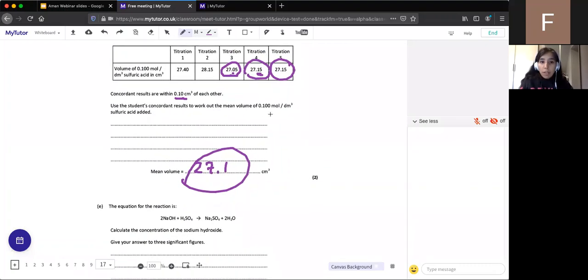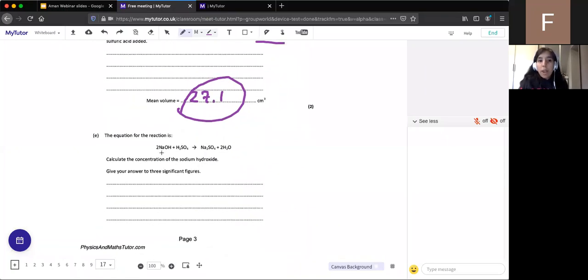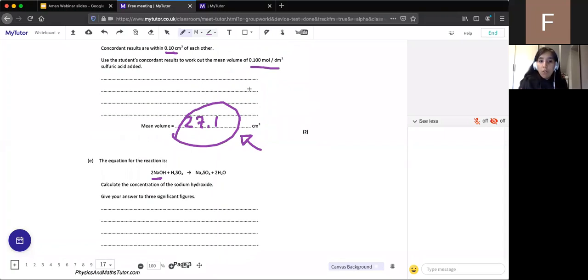Remember then that the concentration is 0.1. The equation for the reaction is below. Calculate the concentration of the sodium hydroxide. So they've given us a nice balanced equation, which was nice of them, and we want to calculate the concentration of sodium hydroxide. We've got a volume and a concentration of sulfuric acid.